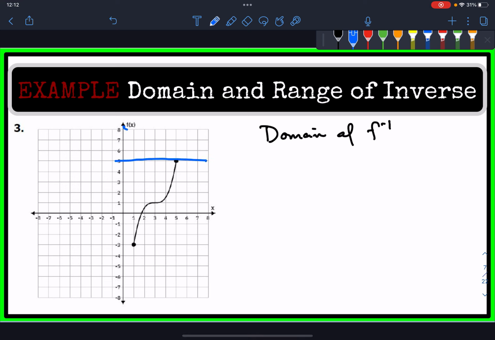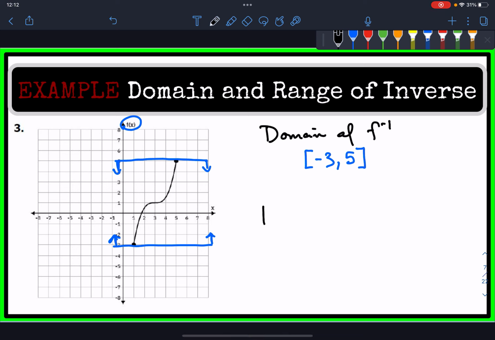Because again, this is for f of x. So the lowest that this graph reaches is -3, and the highest that the graph reaches is +5. So our domain here is going to be all of the x values greater than or equal to -3 and less than or equal to +5. And it's going to be a closed interval because we have closed circles on top.